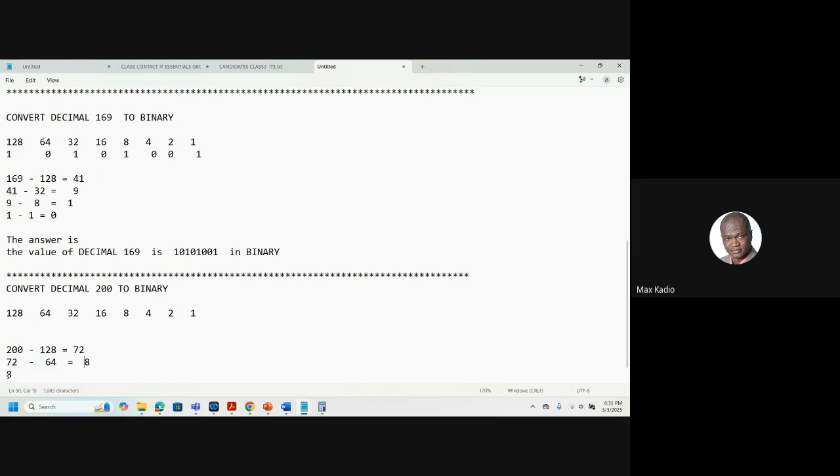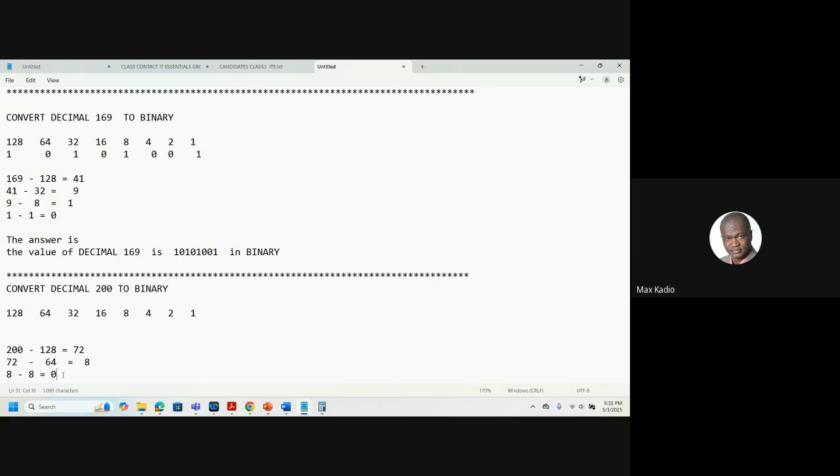Now 8 is not bigger than 128. It's not bigger than 64. It's not bigger than 32. It's not bigger than 16, but it's bigger or equal to 8. Then you stop there. Then 8 minus 8 is equal to what? 0. When you reach 0, you stop. You don't do anything else.